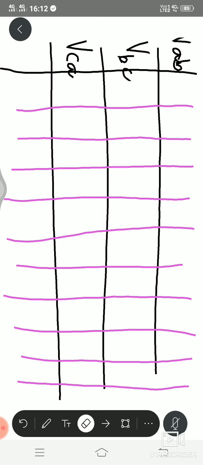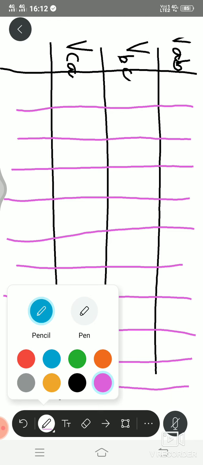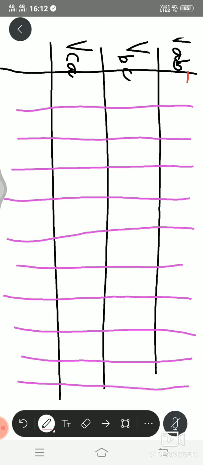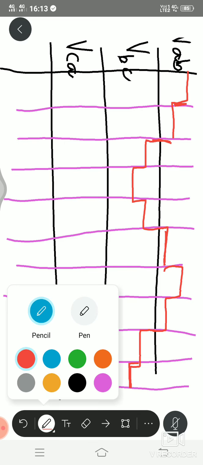Okay, so it is Vs. Vs by 2 plus Vs by 2, so Vs. Likewise for the others also you have to find it out. So I'm drawing for VAB. VAB will look like this. It will follow a pattern like this.